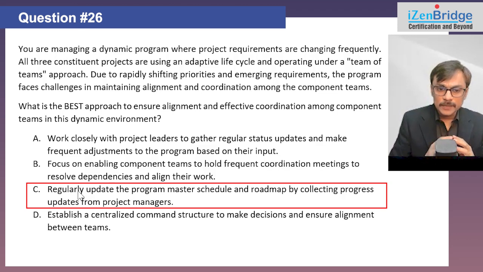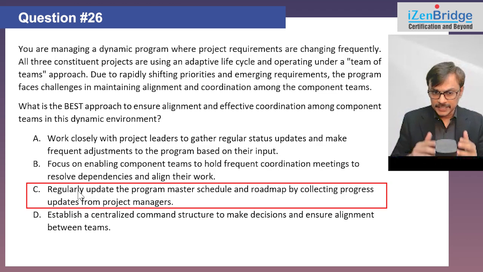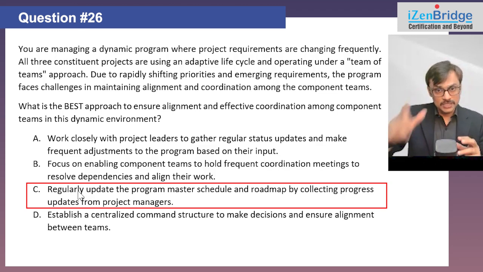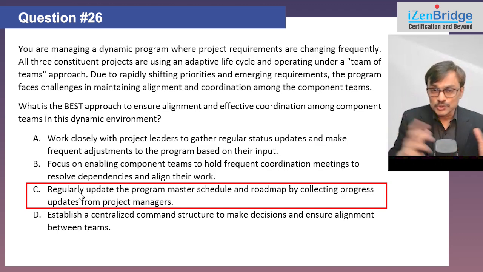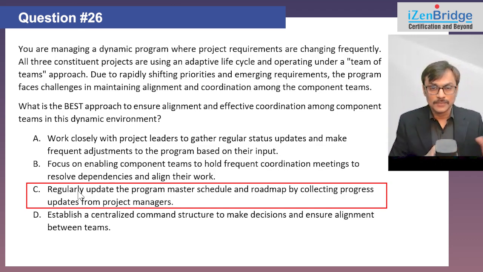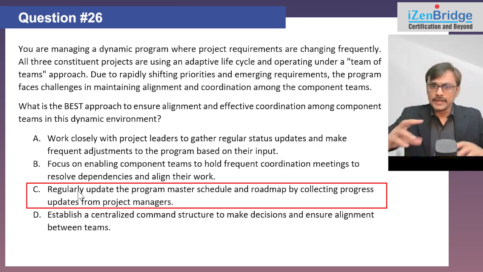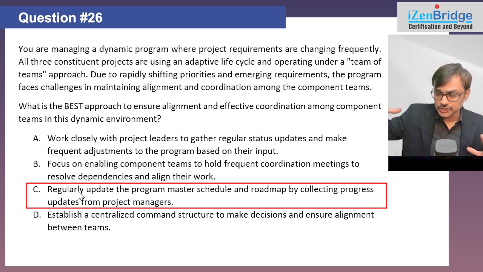Option C, regularly update the program master schedule and roadmap by collecting progress updates from project managers. It is more like option A only, but using some keywords to attract you to choose this option because it is using the words program master schedule and roadmap. So I can definitely do that, but it should be a second thing. The primary thing is people collaborating, and then I will keep ensuring that the high-level master schedule, because it's not very predictable, and the overall roadmap are always reflecting how we are moving.